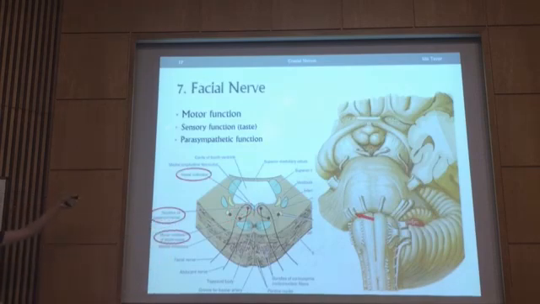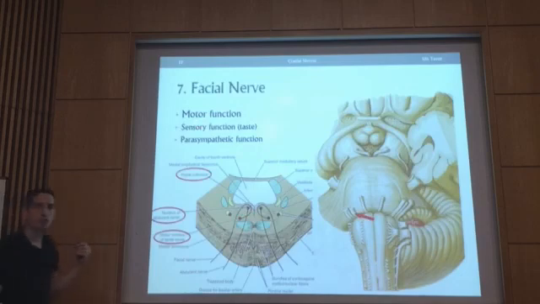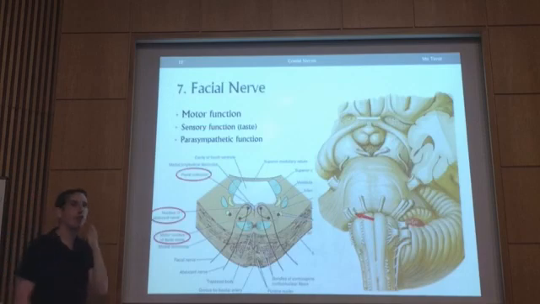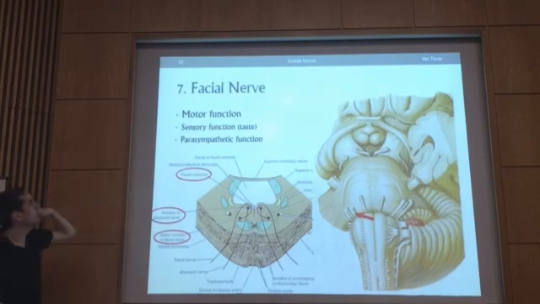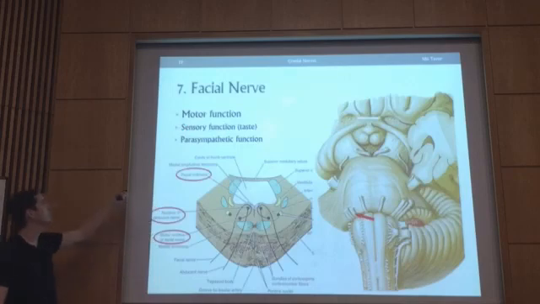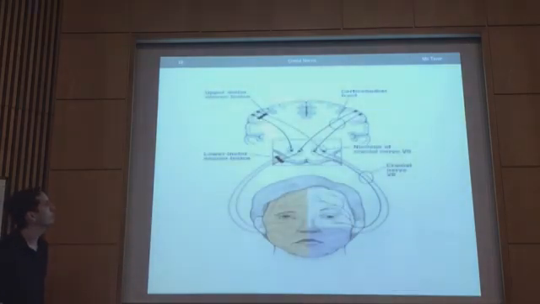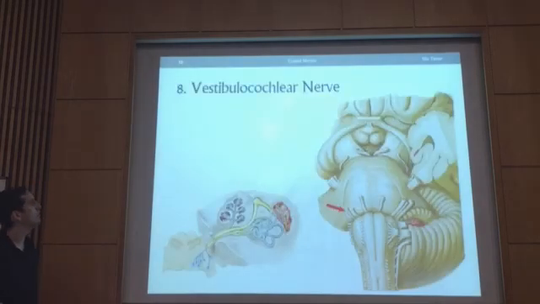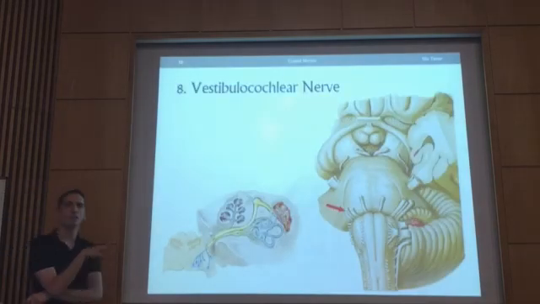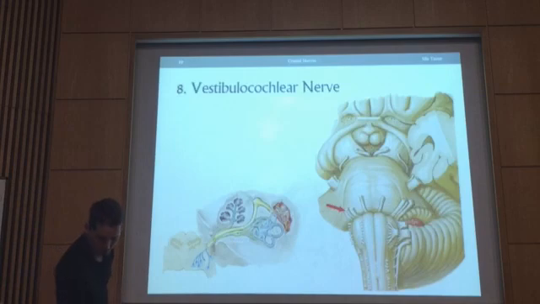It is mainly motor, and it is also involved in bringing taste from the posterior part of the tongue. Okay? So taste from the posterior part of the tongue comes from the motor nerve, and it also has parasympathetic function. I don't want to elaborate about this. That's not that important for now. So this was the facial nerve.